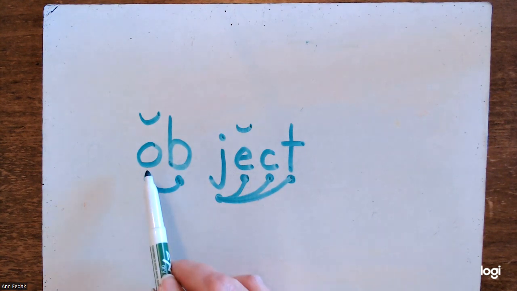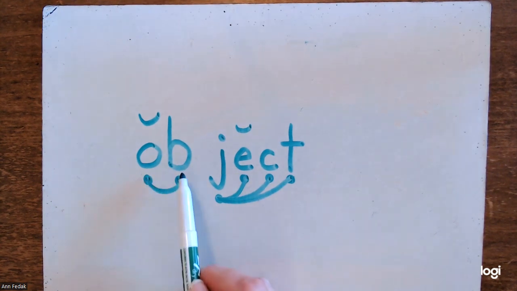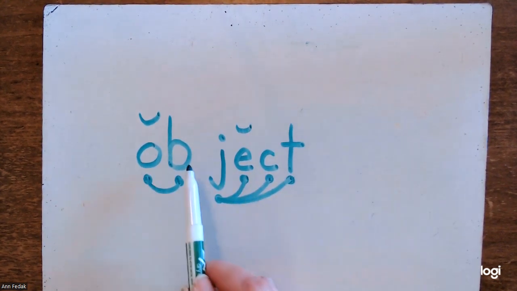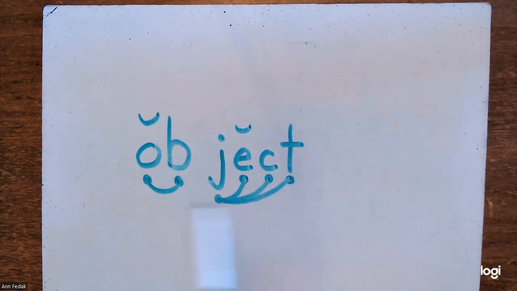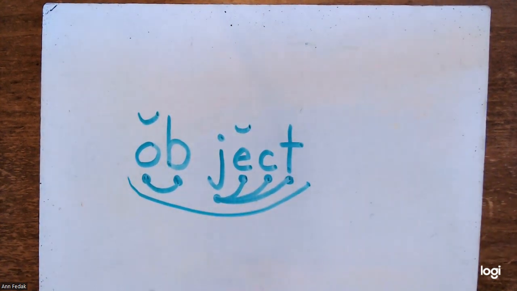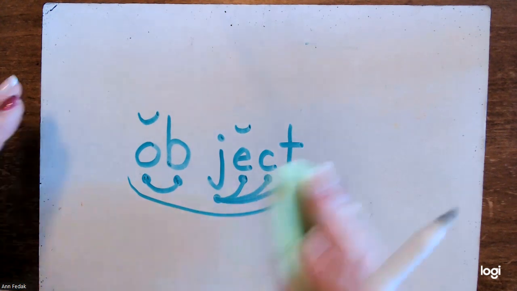That's right. Object, object. Very good. We have one more word that we're going to read today, and then we're going to draw a picture, because I think the only thing I love as much as reading is drawing. I love to draw too.